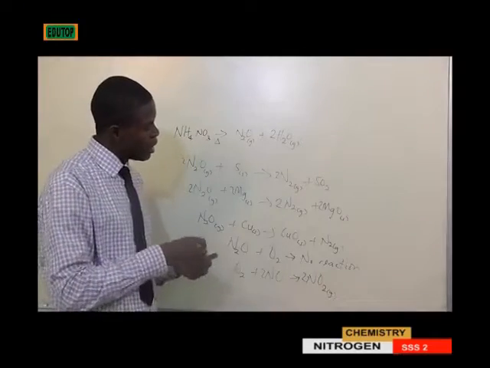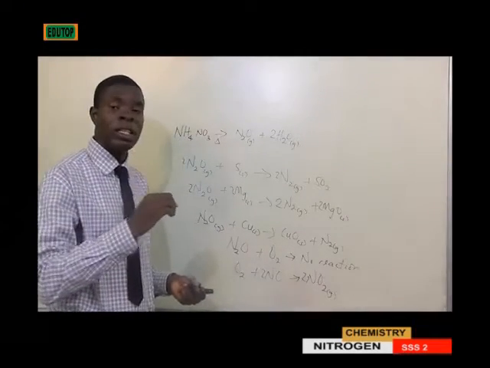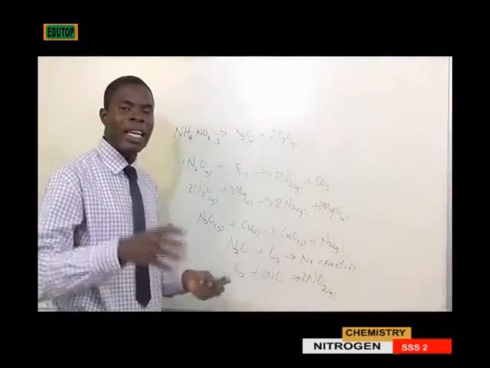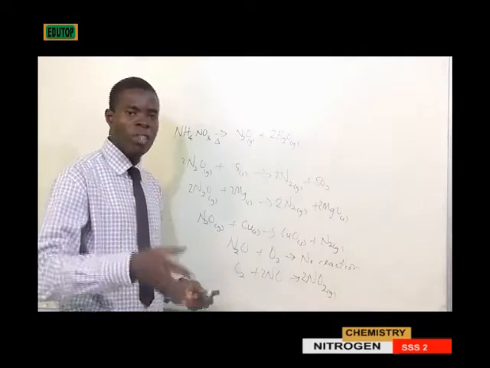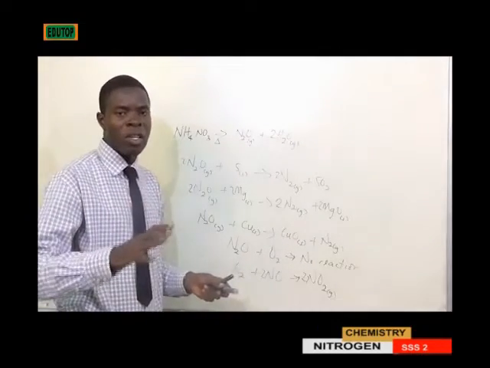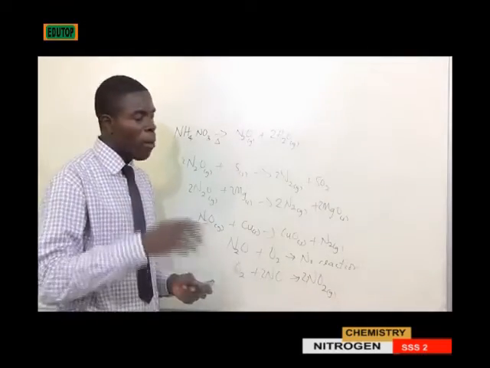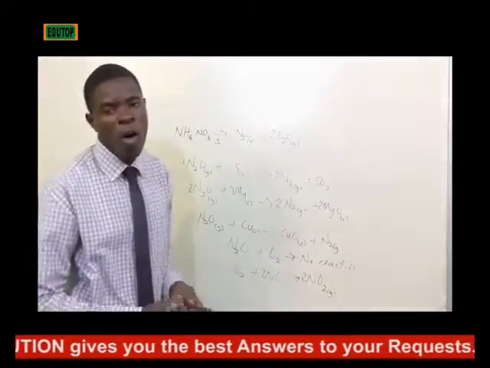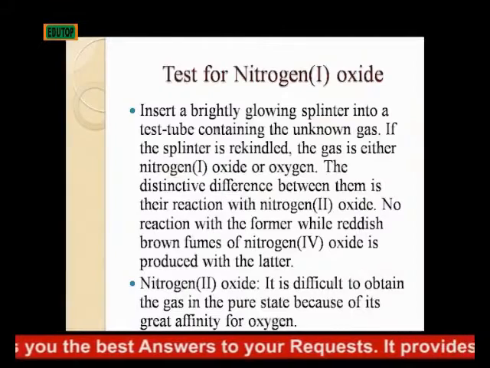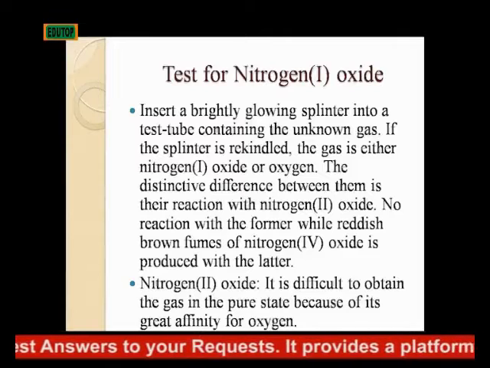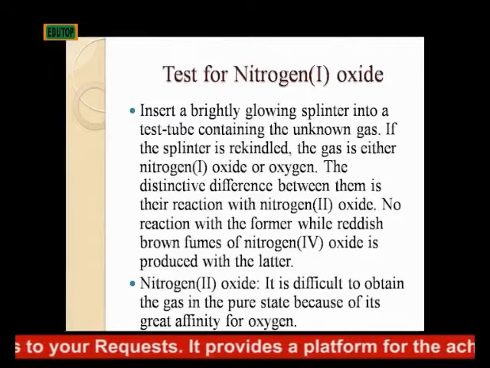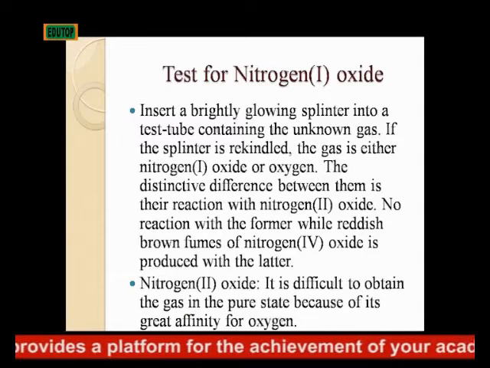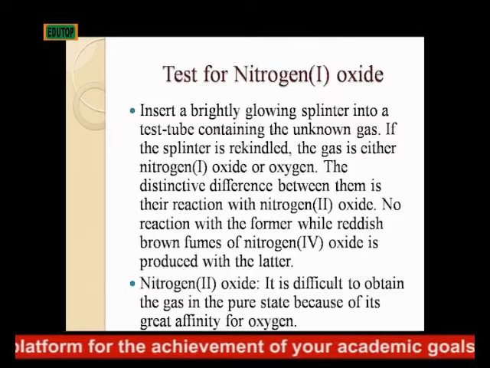Oxide and oxygen are distinguished by their reaction with nitrogen 2 oxide. In the case of nitrogen 1 oxide, there is no evidence of reaction with nitrogen 2 oxide, but oxygen's reaction with nitrogen 2 oxide gives nitrogen 4 oxide. The distinctive test to differentiate between nitrogen 1 oxide and oxygen is by reaction with nitrogen 2 oxide.